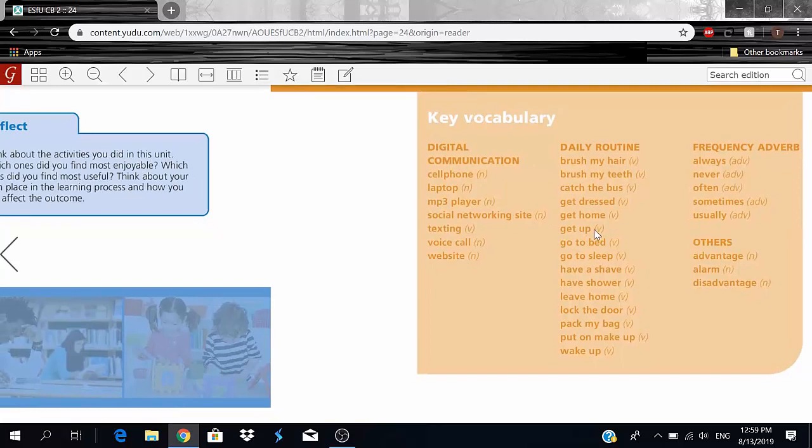Frequency adverbs: always, never, often, sometimes, usually. Others: advantage, alarm, disadvantage.